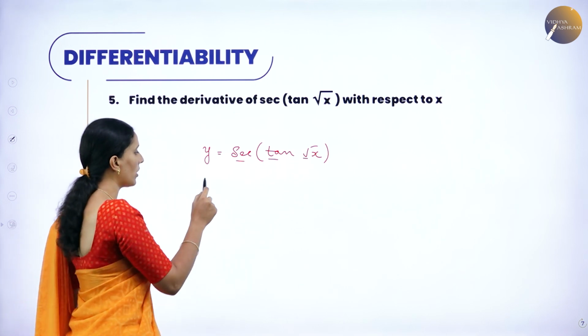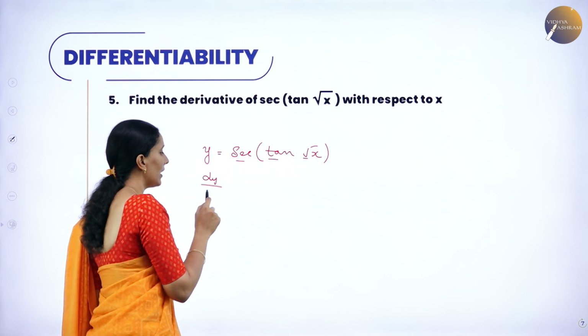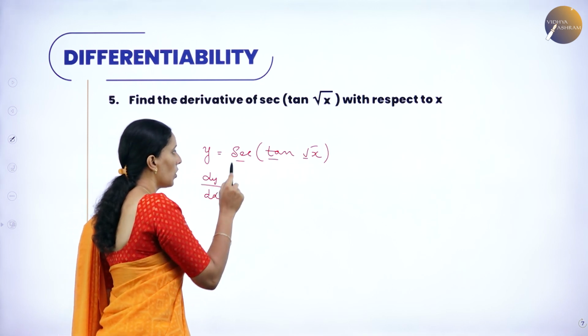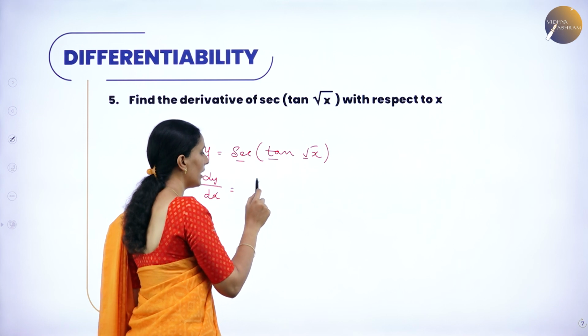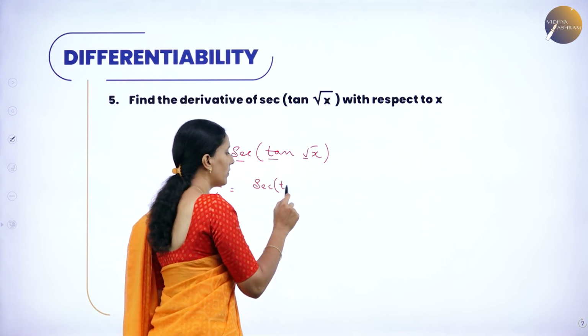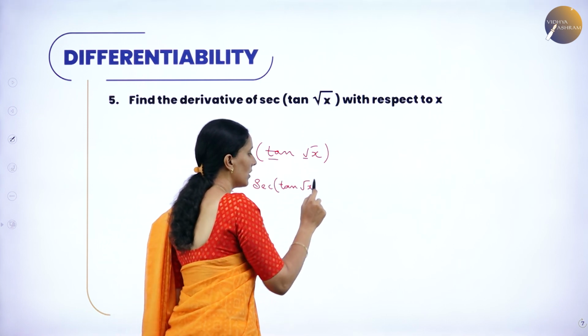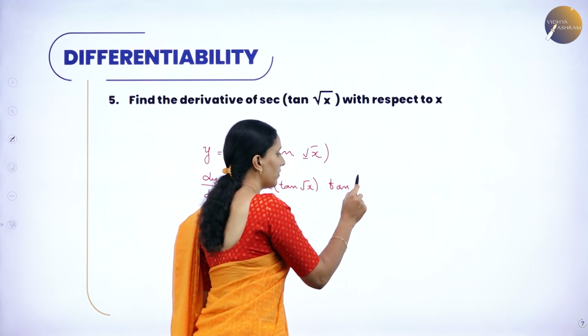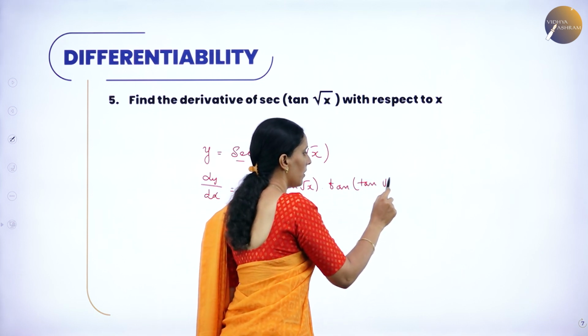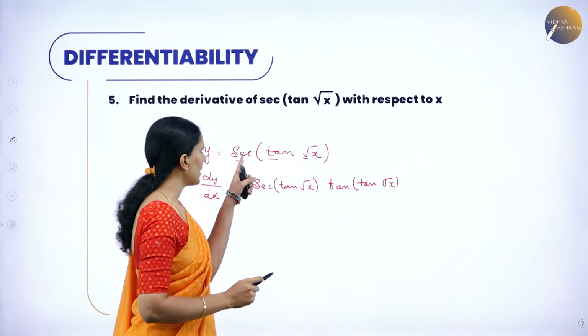So let us use the chain rule here. First let us derive for secant function. What is the derivative of secant of tan root x? It is secant of tan root x into tan of tan root x. Now it's done. We have done with secant function.